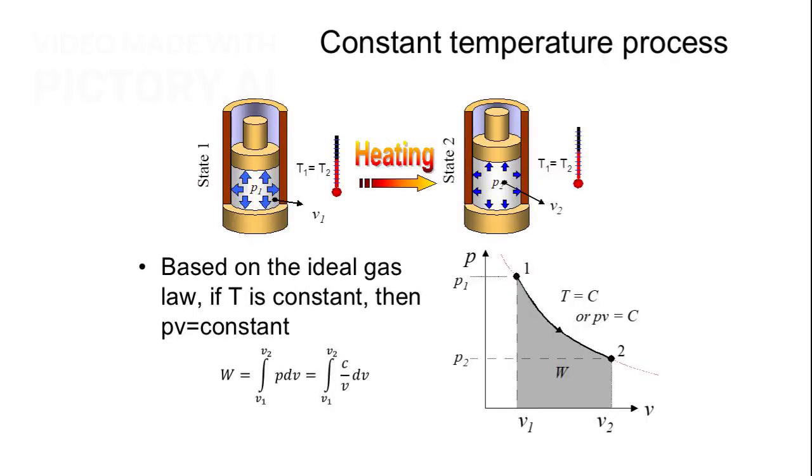In a constant temperature process, the ideal gas law tells us that if temperature remains constant, the product of pressure and volume is constant. This relationship helps us calculate work done during heating, represented by the area under the curve.